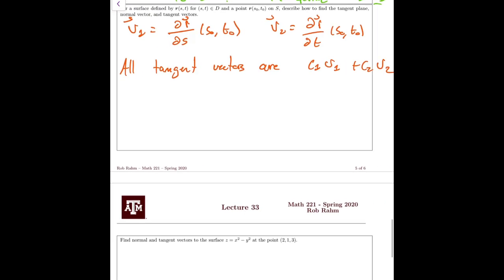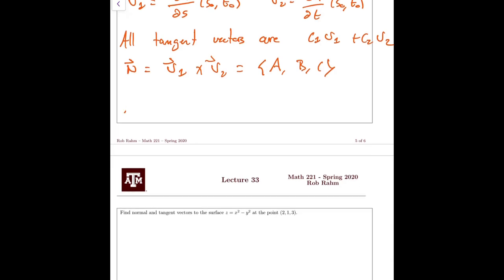Okay, and now, how about the normal vector? Well, remember, the normal vector is perpendicular to the plane. So V1 and V2 are two linearly independent vectors that lie in the plane. So this just means we can take the normal vector to be equal to V1 cross V2. I'm just going to call this A, B, C. Okay, that is the normal vector, and then the equation for the tangent plane would be A times X minus X of S0, T0. So X of S0, T0 is just the X component of R.